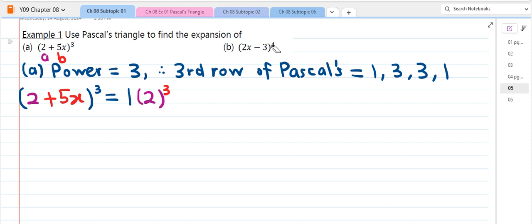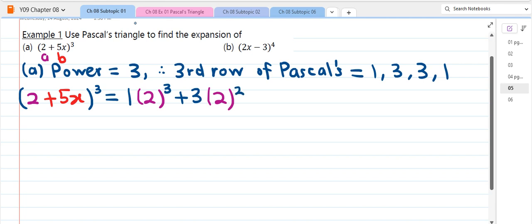Okay, the second term will use a coefficient of 3, and the A, which is 2, will be to the power of 2. It will decrease, but you will have a new term over here. So here, I just do a bit of correction over here with the power. But then here, there's a 5x will appear as to the power of 1. Right, so let's move on to the next term.